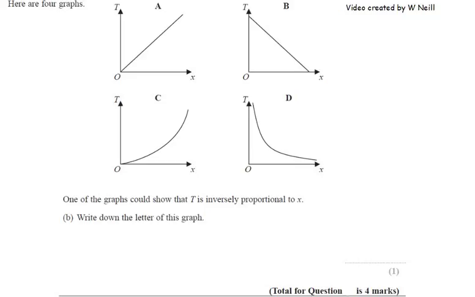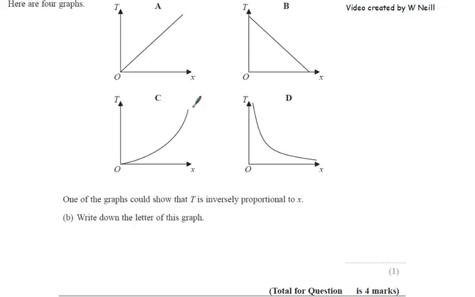Part B. Here are four graphs. One of the graphs could show that T is inversely proportional to x. You're asked to write down the letter of this graph. Now, this is just a case of recognizing graphs here. So I have a couple of directly proportional graphs, and I have other sorts of exponential graphs here. So it's a case of recognizing.